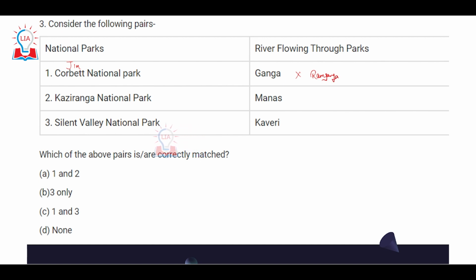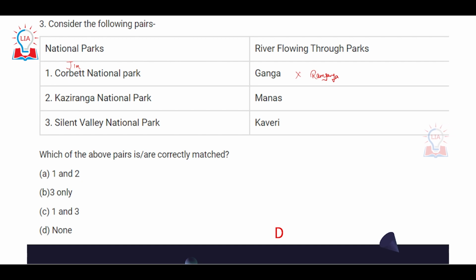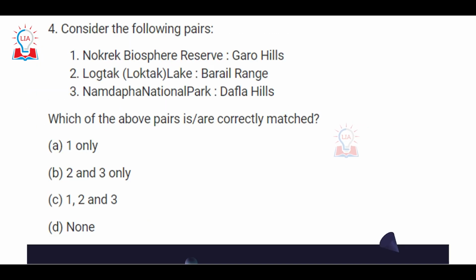Second, we have Kaziranga National Park with Manas, and Silent Valley National Park with Kaveri. Kaziranga National Park is a national park in Assam, well known for its one-horned rhinoceros, and it is not the Manas river but the Brahmaputra river that flows through it. Similarly, the Silent Valley National Park is situated in the state of Kerala. It is not the Kaveri river, rather it's the Kuntipuzha river that flows through it. So the third option is also incorrect. That means the correct option is D. None of the matches is correct in this particular question.